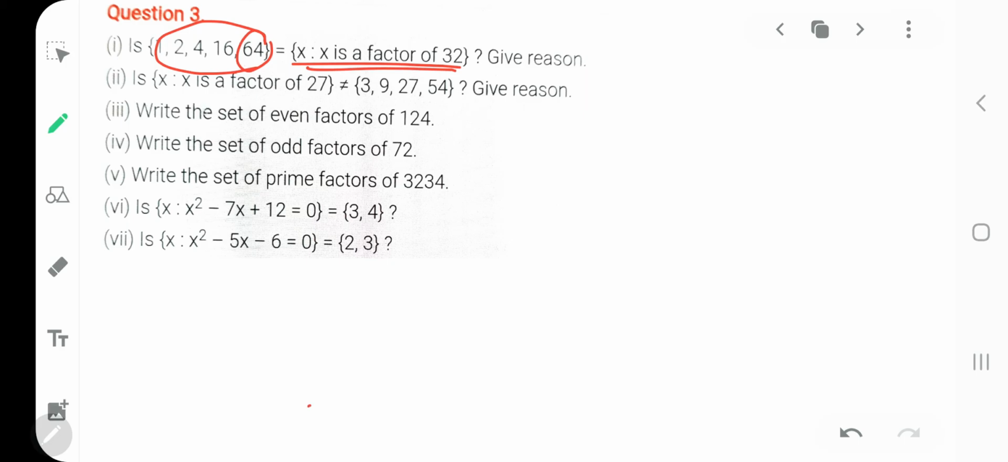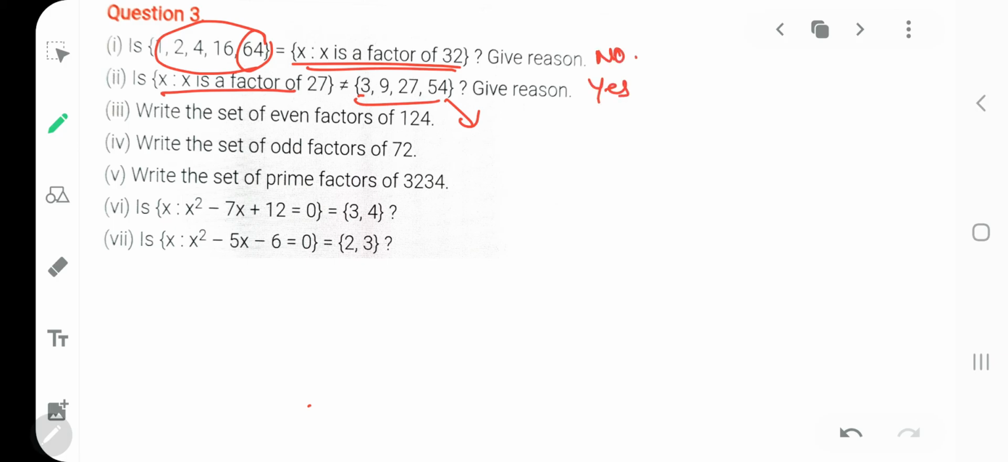Second, if you notice, it is given that x is such that x is a factor of 27, and here it is {3, 9, 27, 54}. Yes, perfect. If you are taking factors of 27, then among your numbers certainly 54 will not come. 54 cannot be a factor of 27. Getting my point clear? So you can write yes, true. So this is your true.